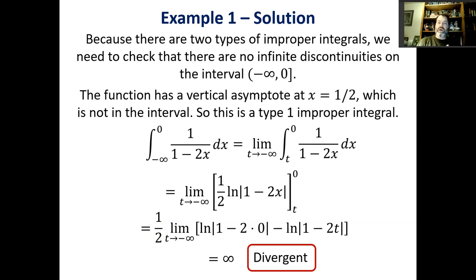So if you get a real number when you do this whole process, then it converges, or it's convergent, and you write the number down as the area. We don't write infinity as the area under a curve. We just write divergent.